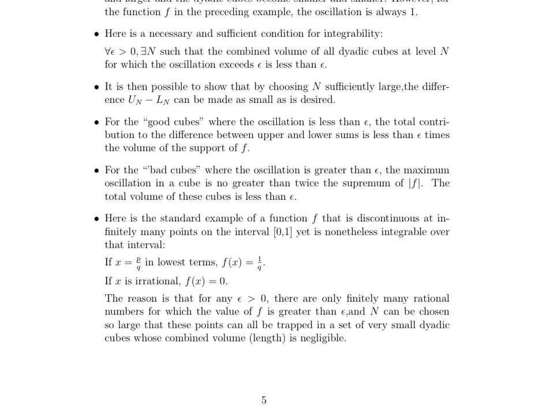The idea is basically whenever you choose an epsilon greater than 0, there are only going to be finitely many rational numbers for which their actual function value is greater than this epsilon. And then you can choose a level of dyadic division that captures these in small enough cubes so that the total combined volume of the dyadic cubes that have these sort of bad points in them only have very negligible volume. So we'll go over that in depth as an example in class, but it's something to think about as you're starting to experiment with some of these ideas.